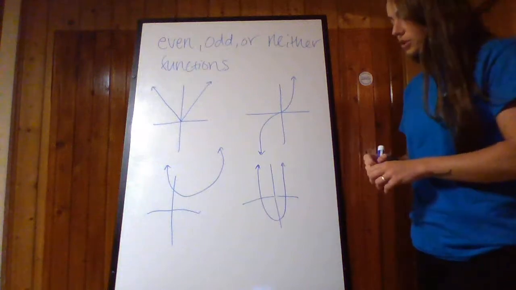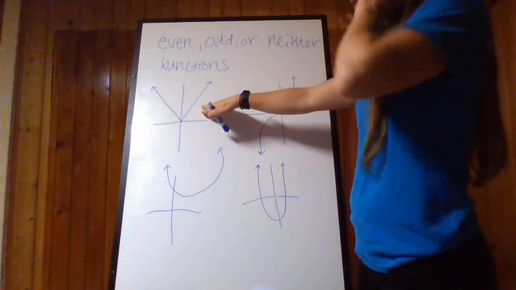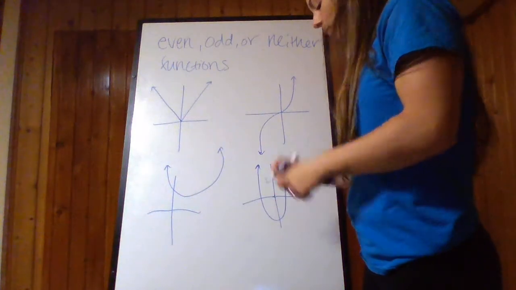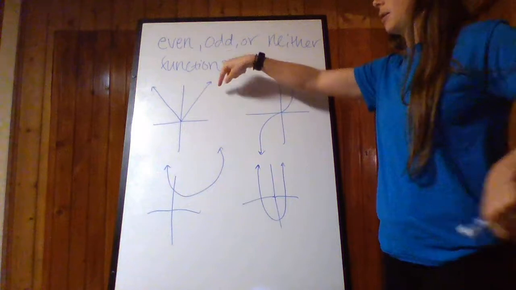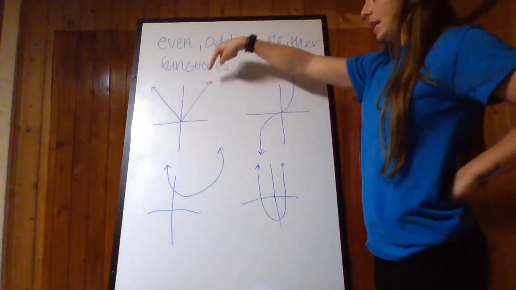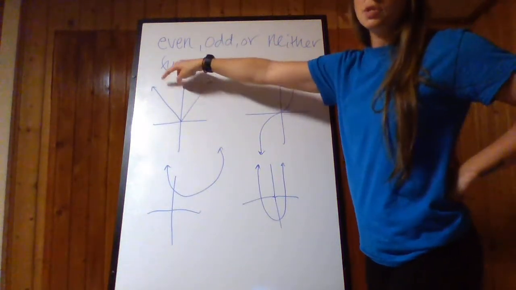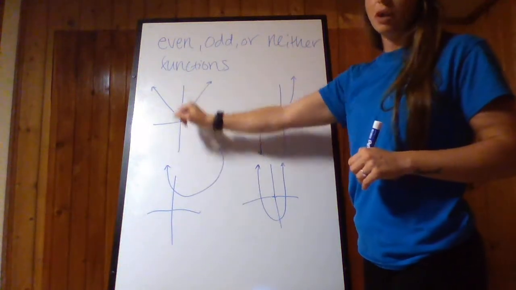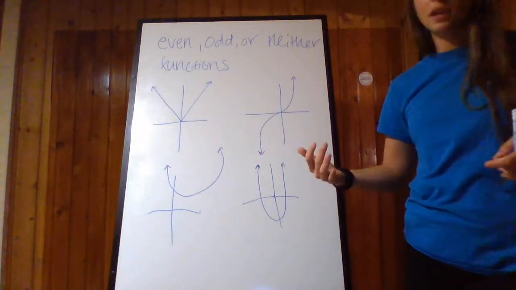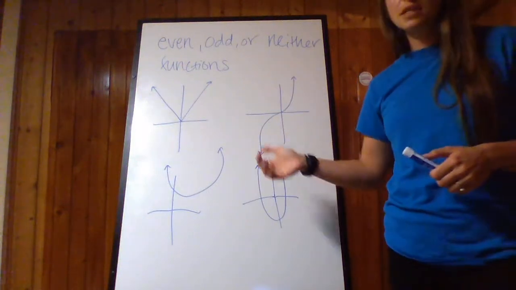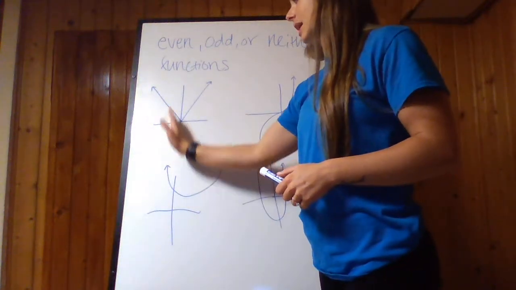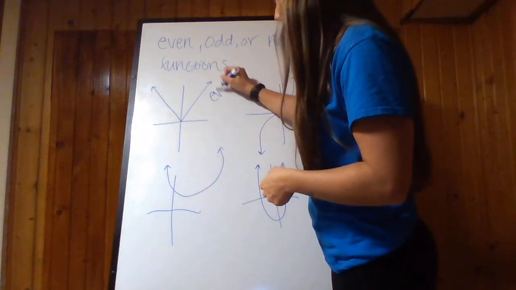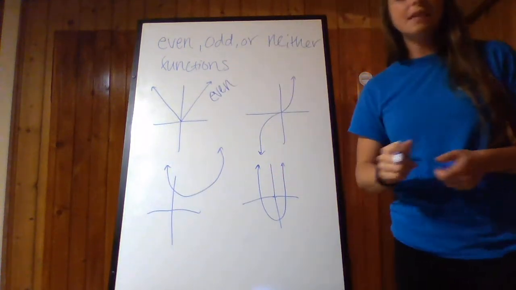When we look at this first one, we need to figure out whether it's even or odd. This looks exactly like what's happening on that side, almost like they're mirroring each other. If I were to fold it over this line, it would match up, which is the definition of an even function. Even is symmetrical about the y-axis. This is identically symmetrical about the y-axis, so that function is an even function.